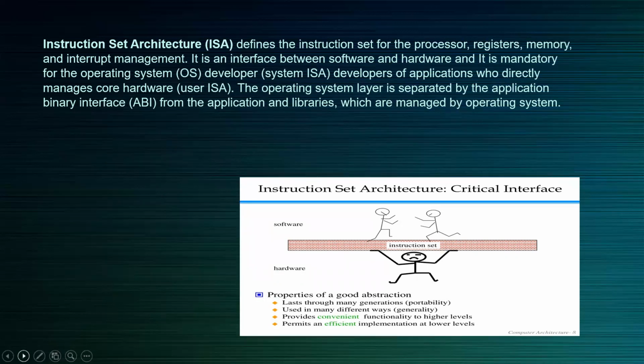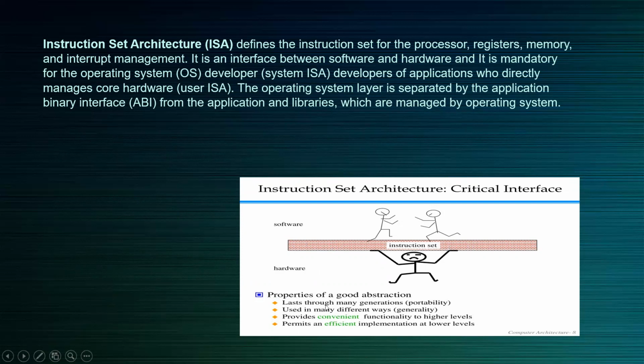The operating system layer is separated by the application binary interface from the application and libraries, which are managed by the operating system. So here you can see the diagram. Here, the instruction set acts as a separation between the software and hardware. So let us look at a few of the good properties of instruction set architecture.